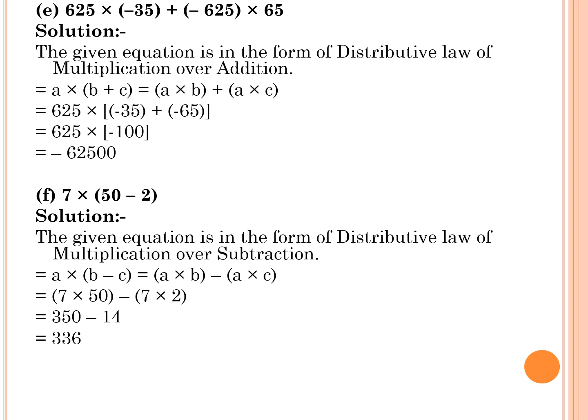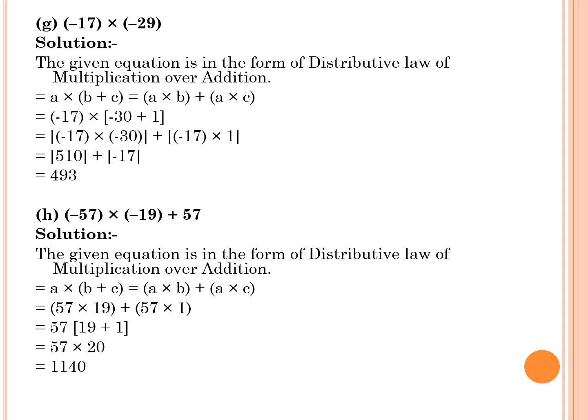Next problem, F. 7 into 50 minus 2. Solution for the problem is, again the same thing, the distributive law of multiplication over subtraction. The distributive law suits both multiplication over subtraction and addition. A into (B minus C) gives you A into B minus of A into C. That is 7 into 50 minus of 7 into 2, because we are considering here A as 7, B as 50 and C as 2. 7 into 50 gives you 350, minus 7 into 2 gives you 14. That is 336.